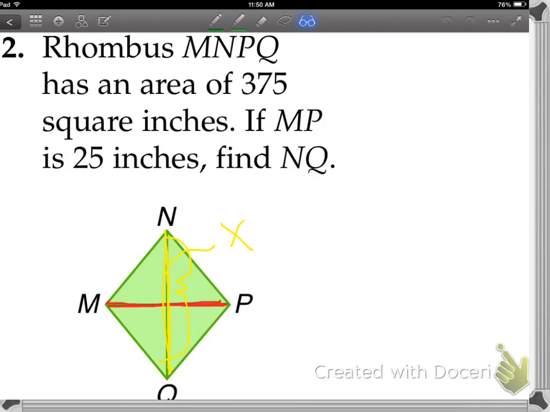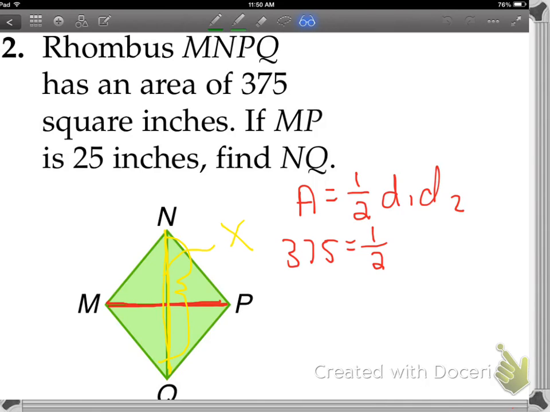Okay, so again, you take the formula. Area for a rhombus is 1/2 of its two diagonals multiplied. In the place of area, A, put the 375. Equals 1/2 of, one of the diagonals is the one they told us is the 25. The other diagonal is the one we're trying to get, which is segment NQ. Let's just call it X.